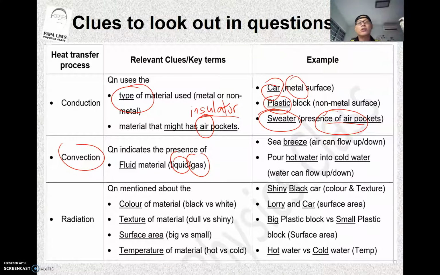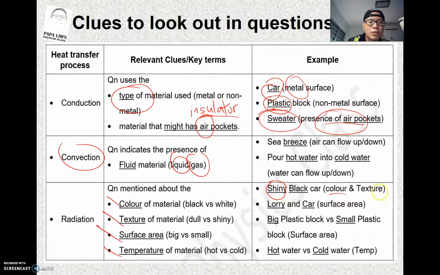As for radiation, usually the question will give hints or use terminologies that point back to the four factors: color, texture, surface area, and lastly the temperature of the object itself. For example, the question will deal with a shiny black car. Why does the question state shiny black car rather than just a car? The reason is that shiny deals with the color itself.